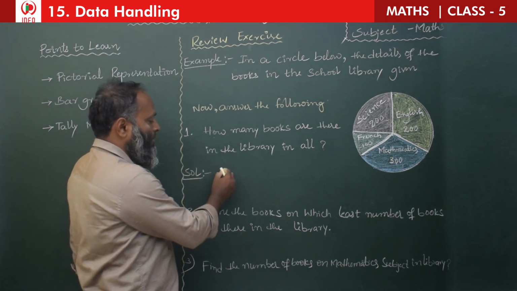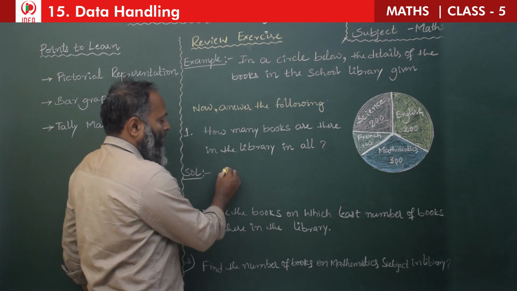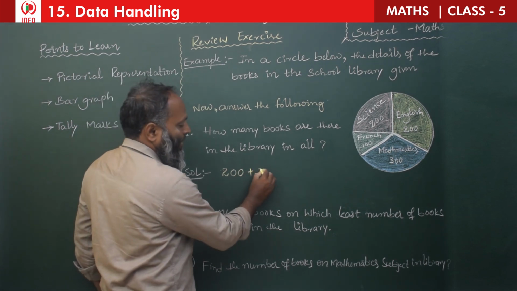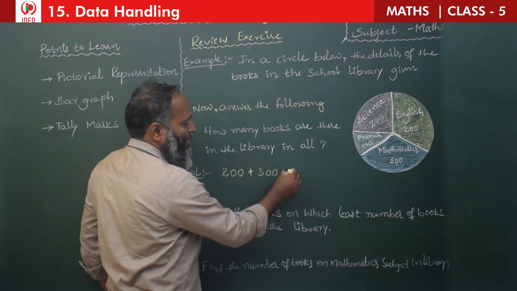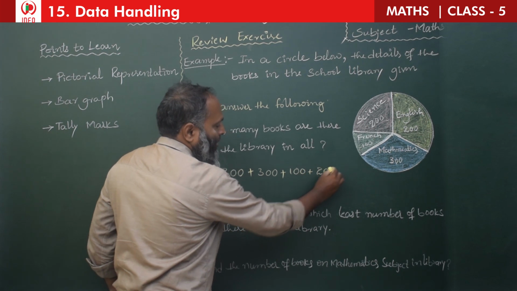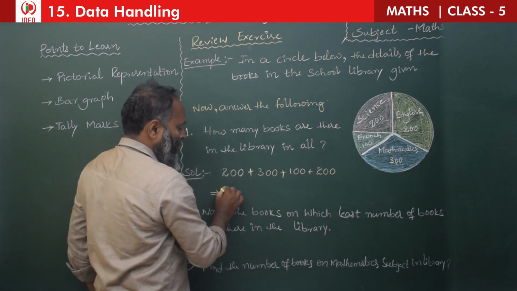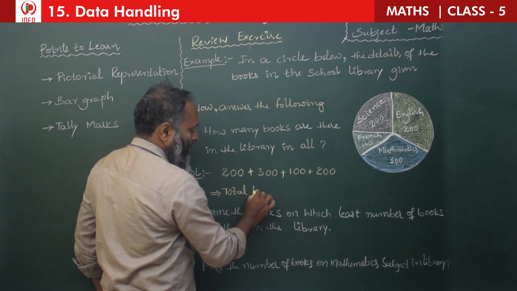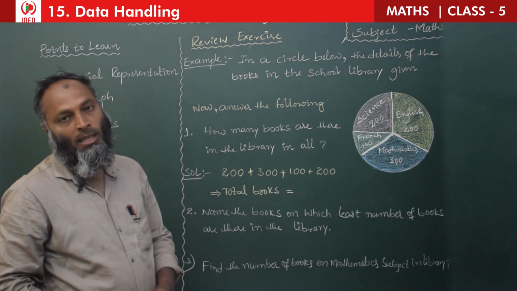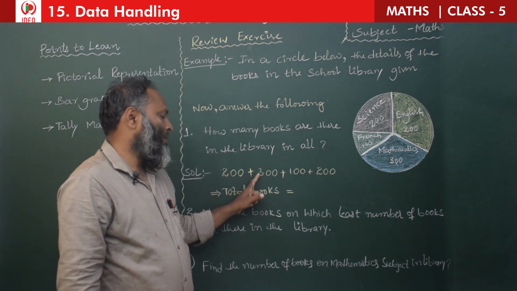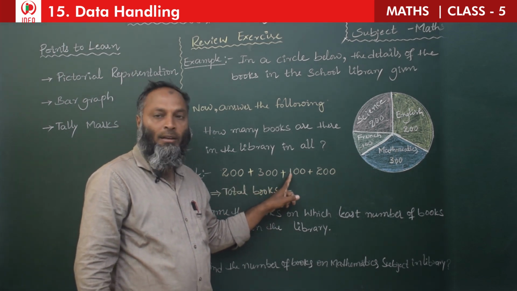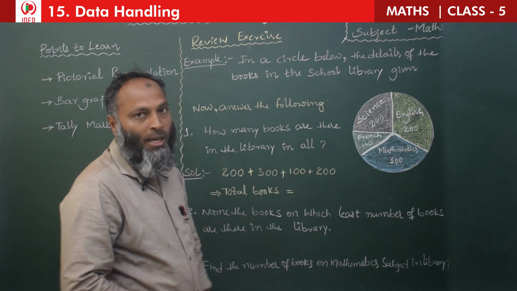The first, English books, 200 books. So we should take 200 books plus mathematics 300 books plus French 100 books plus science 200 books. Then total how many books? Total books means we should add all these 4 subjects' books in the library. 200 plus 300, 500. 500 plus 100, 600. 600 plus 200, 800.